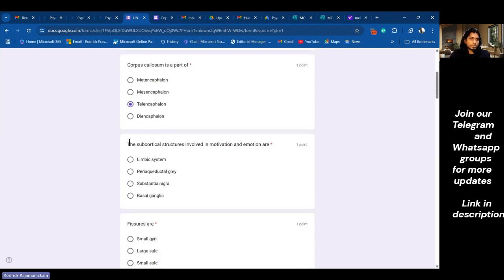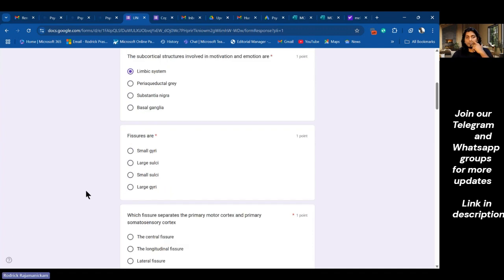All right. So subcortical structures, which are involved in motivation and emotion, are basically your limbic system. These are all still subcortical in a way. Basal ganglia is for movement and learning of movement. The limbic system, which involves the hippocampus and amygdala, is for motivation and emotions. Okay, moving on. Fissures are basically large sulci. Sulci are drops and gyri are bulges. So fissures are large sulci.